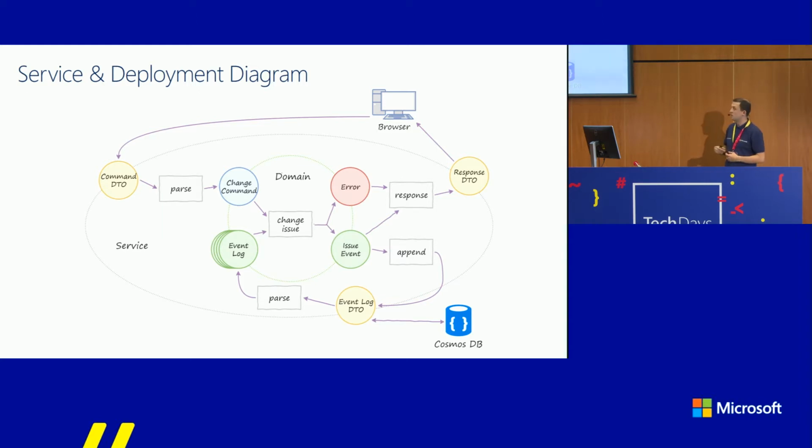In both cases, we need to return something to the caller, so we produce an HTTP response, either 200 if it's okay, or 400 if it's a bad request or something like that. And only in case of successful event creation, we append this event to the log, and then we store it back to Cosmos DB.